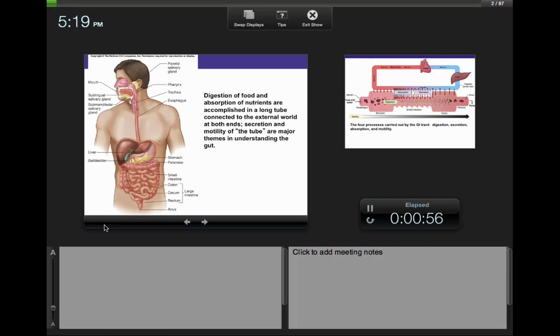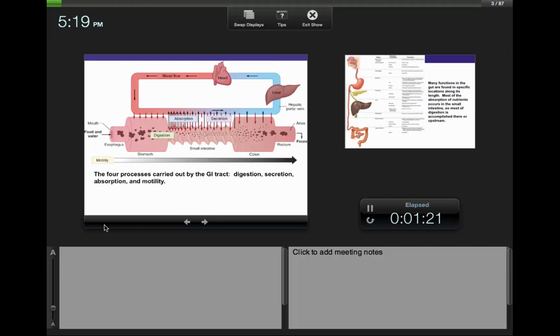Okay, so remember the GI tract, you guys, is an organ system. It's made up of a lot of different organs that all work together towards a similar set of functions. What I'm talking about is digestion and absorption, mainly. There are 4 different processes, actually. They include digestion, absorption, secretion, and motility. So that's the major things.